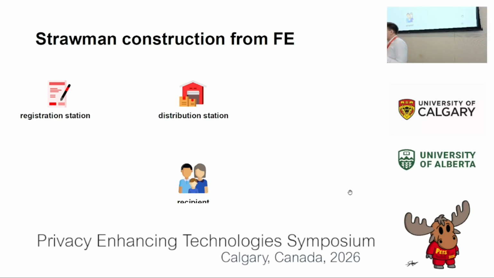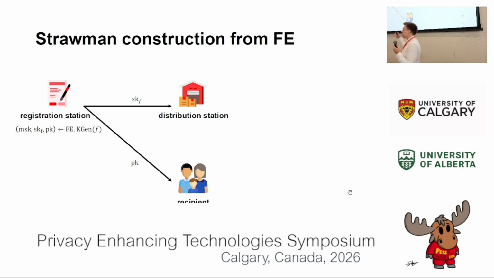A natural primitive you would start from when you do any kind of assessment or statistics is functional encryption, which has a bunch of algorithms. You do some key generation for a function f. Here f would be the function that computes the assessment. And you'd send the secret key for f to the station and the public key to recipients. And recipients can then encrypt their information using the public key. And once you have a bunch of these ciphertexts, you can call an evaluation function using the secret key. And if your FE scheme is correct, you'll get back the assessment.